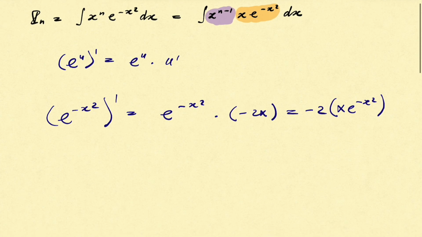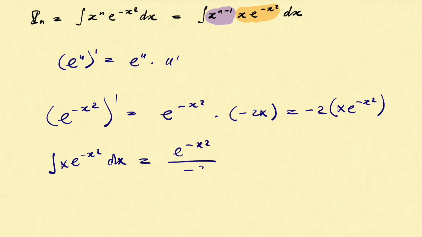Now from this we see that if you have the integral of x times e to the minus x squared dx, it will be e to the minus x squared over minus 2. It's because we can put minus 2 out of an integral, while we cannot do so for the function, which is x in our case. So that's why we want to obtain the form of x times e to the minus x squared, so that we can integrate it later on.